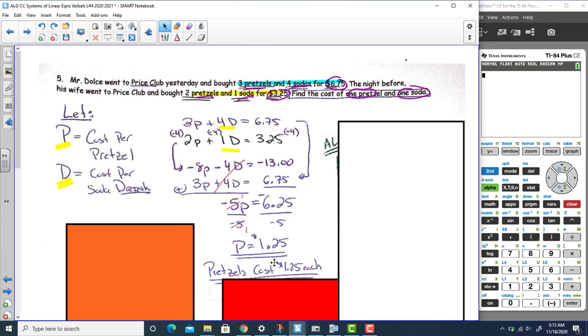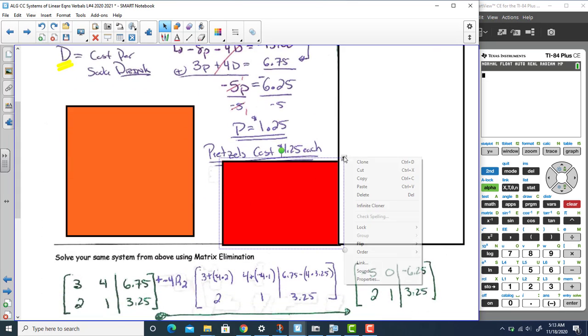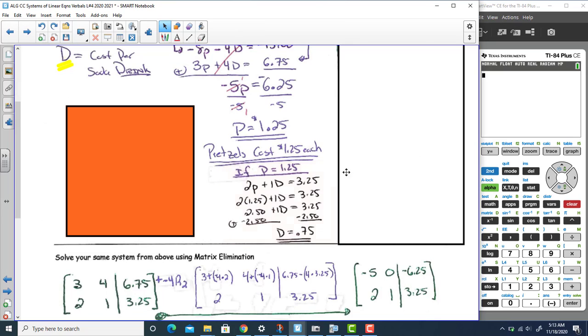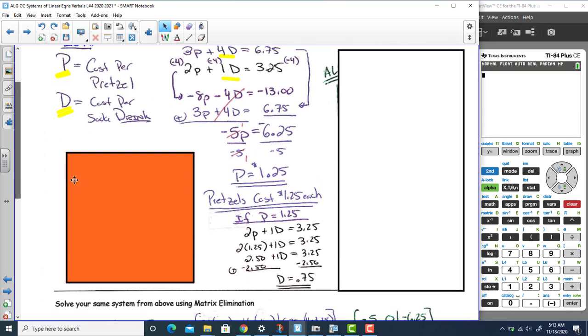The pretzel, excuse me. Once I found out the cost of the pretzel, I substituted back to find the cost of a drink. If it was $1.25 per pretzel, I chose the first equation. I substituted $1.25 in place. I chose the second equation this time. So I chose the second equation to solve for the cost of a drink. I found out that 2 pretzels were $2.50, subtracted it out, and it determined that 1 drink was 75 cents.